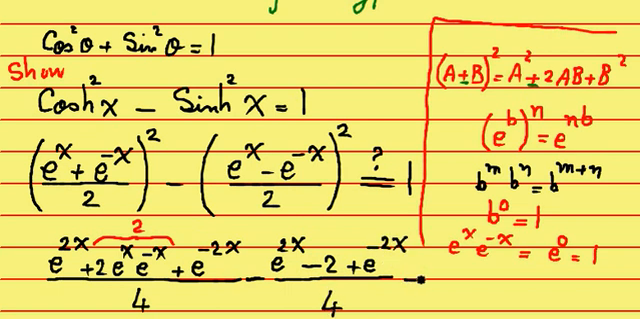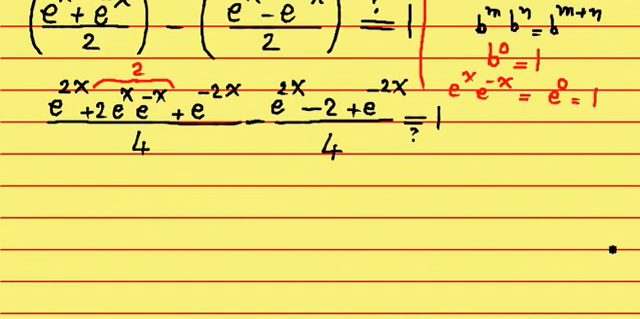The question is, is this thing really 1? Let's go ahead and see. Well, what happens? This exponential of 2x cancels this exponential of 2x after you subtract. This exponential of minus 2x cancels this one after you subtract. You are left with 2 minus 2, which is just a 4. Common denominator is also a 4. Well, 4 over 4 is in fact equal to 1.